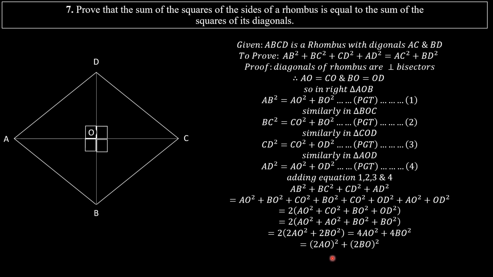That is, twice AO whole square plus twice BO whole square. Twice AO is equal to AC and twice BO is equal to BD. So AB square plus BC square plus CD square plus AD square is equal to AC square plus BD square. Hence this is proved. So we are taking the important questions of the exercise.